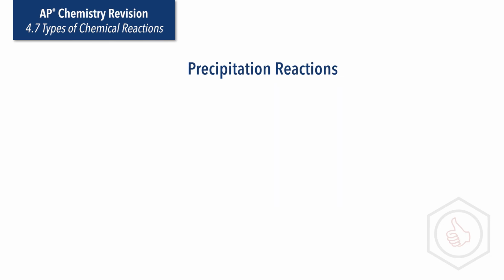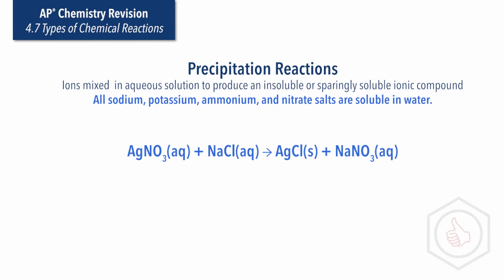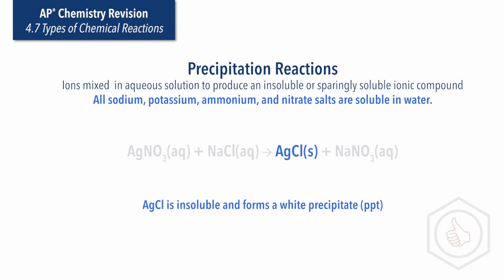Precipitation reactions occur when two aqueous ionic solutions react together to form an insoluble solid or precipitate. For example, silver nitrate plus sodium chloride goes to form silver chloride and sodium nitrate. The silver chloride that gets formed is insoluble and forms a white precipitate. So two aqueous ionic solutions, AgNO3 and NaCl, have reacted together and formed an insoluble solid, AgCl, meaning this would be a precipitation reaction, and the AgCl is the solid precipitate.